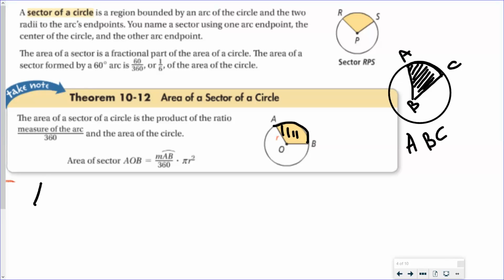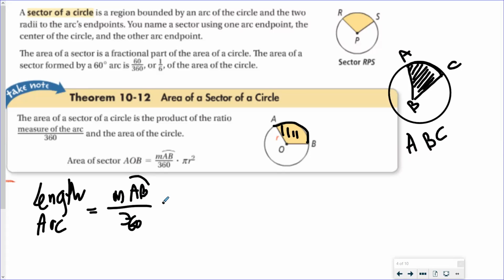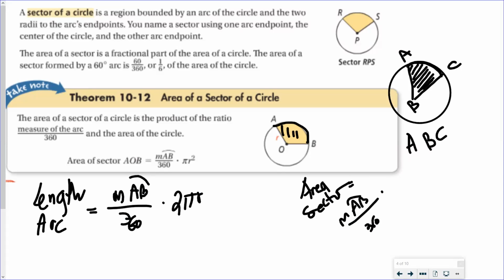Here, if you want to find the length of an arc, it means the perimeter. So I will say it is the measure of an arc, as an example AB, over 360 times 2 pi r. This is to find the length of an arc. But if I want to find the area of a sector, I will say the measure of arc AB over 360 times pi r squared. Here times the perimeter, here times the area.